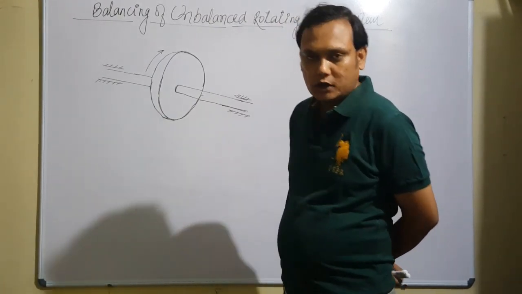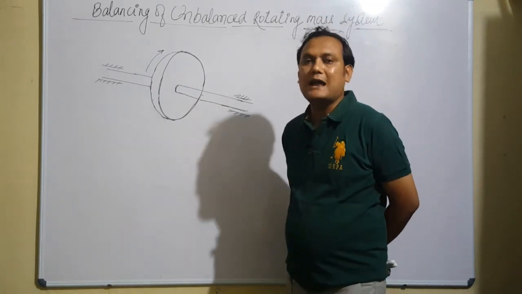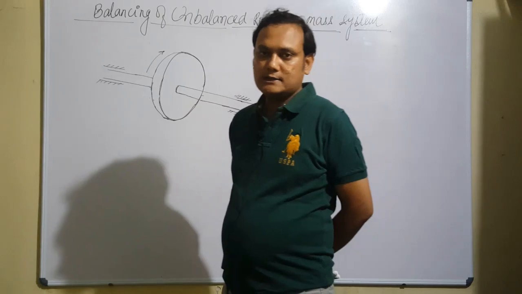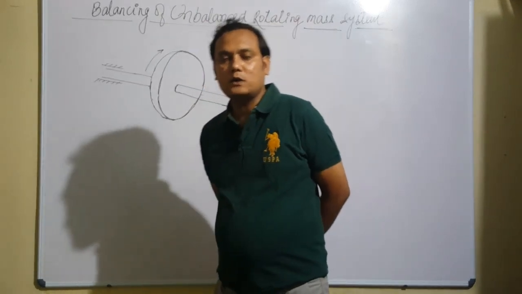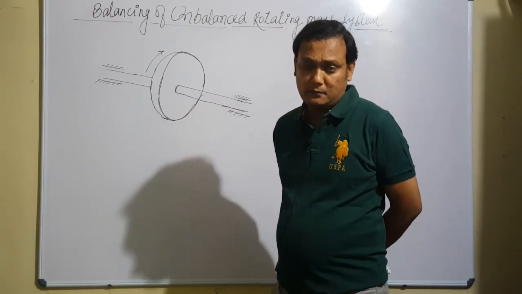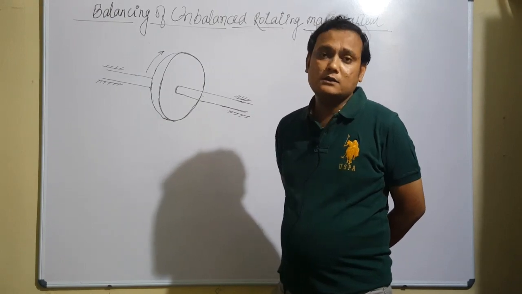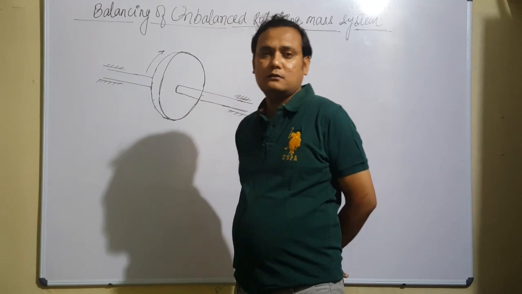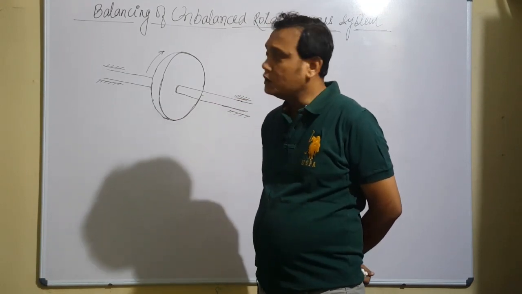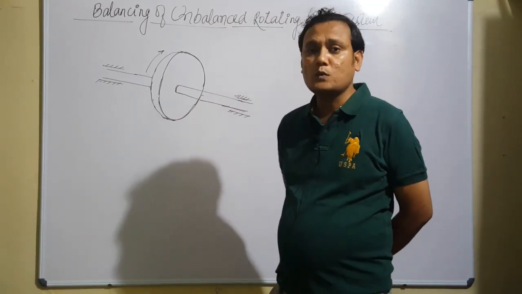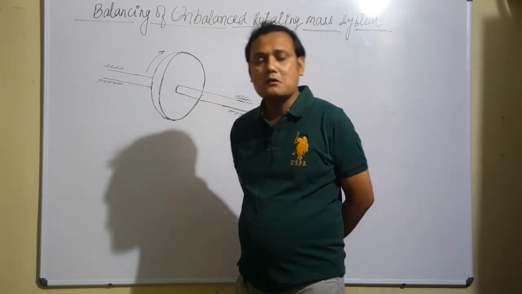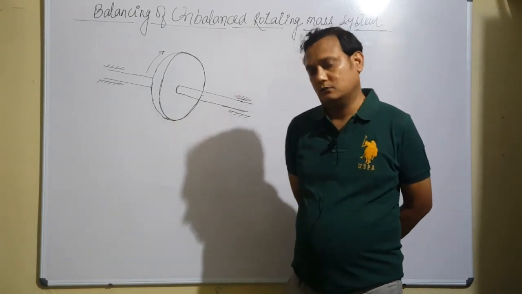Last class we talked about two types of balancing of unbalanced masses. One is rotating type, another one was reciprocating type. So today we will start with the first one, balancing of unbalanced rotating masses. To understand this, we will take an example and try to decipher all the concepts related to it.